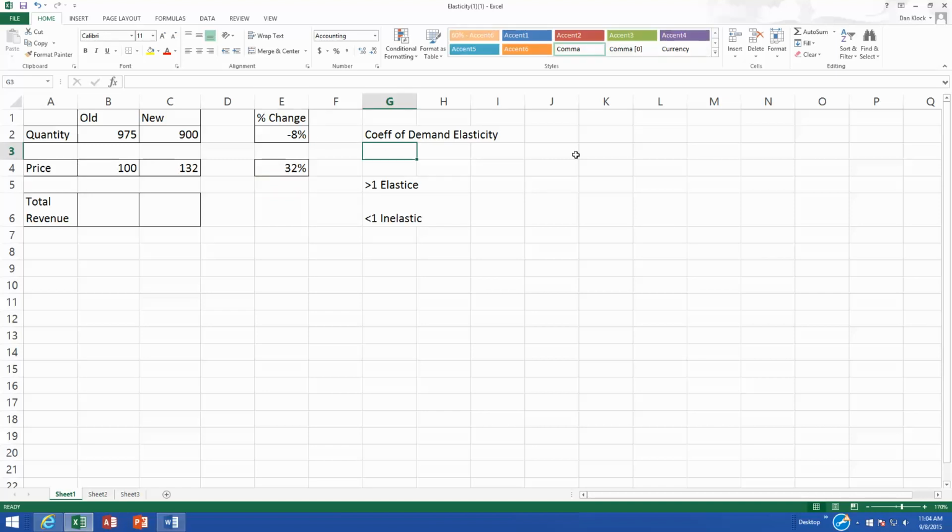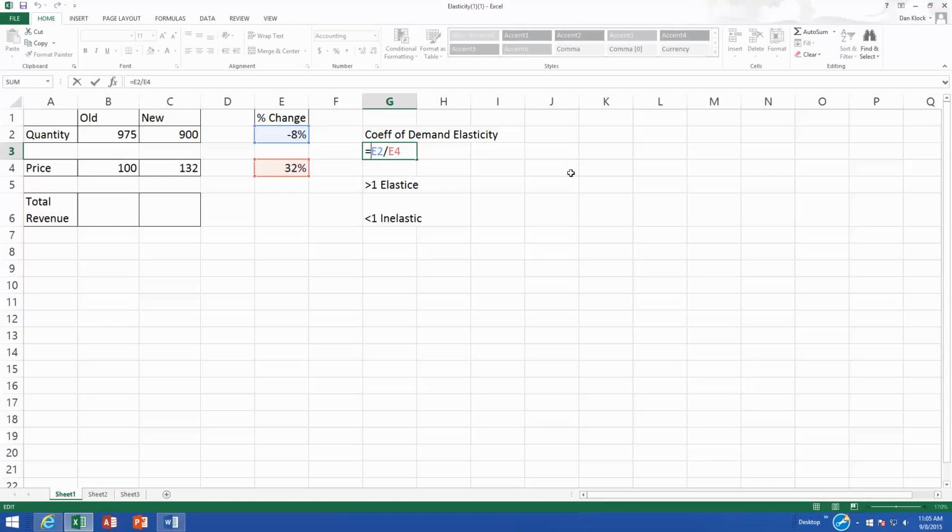This is good, actually. But let's take a look. To figure out my coefficient of demand elasticity, I take my percent change in quantity divided by the percent change in price. Enter, comes out as a negative 0.24. Again, this is less than 1. It's inelastic. But here, I don't really want the negative numbers. I just want the absolute value. So it just makes it more confusing.